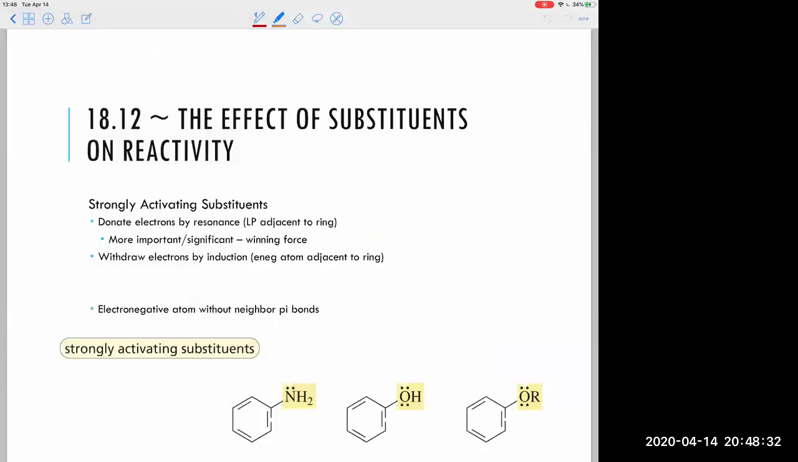First thing we're going to go to is our strongly activating substituents. These are groups that donate electrons, and donate electrons really well. Everybody take a second and pick one of these. First of all, we have amine groups, alcohol groups, and ether groups. These are all going to be donating groups. See if you can give me one of the resonance structures that proves that these are in fact donating groups. Draw me another resonance contributor for aniline here.